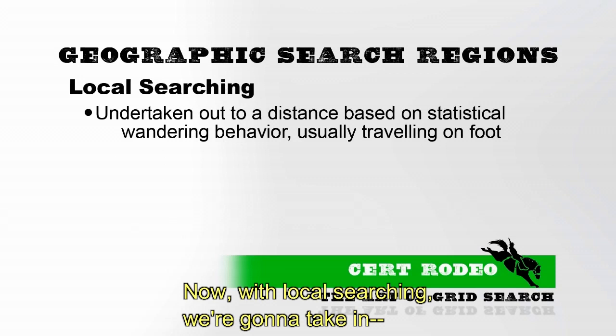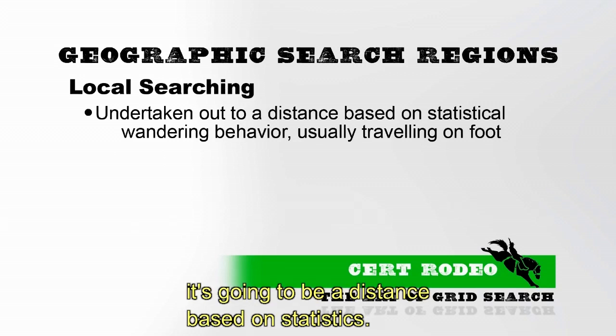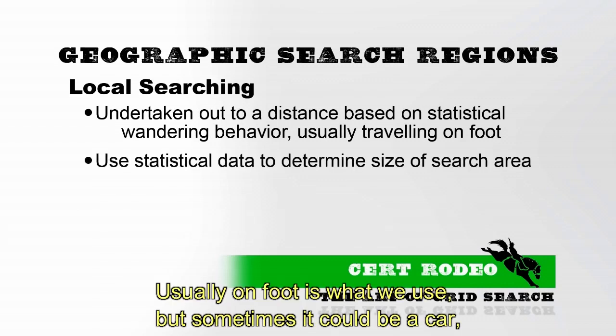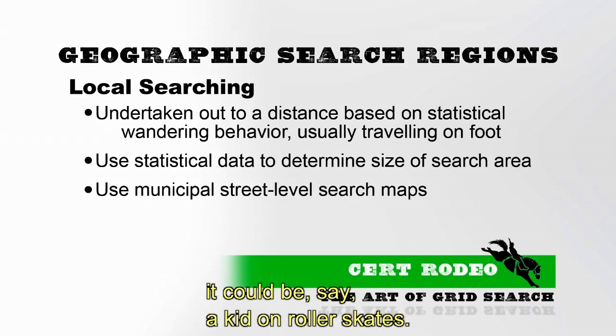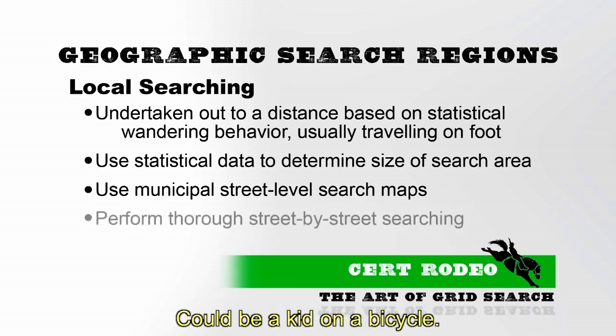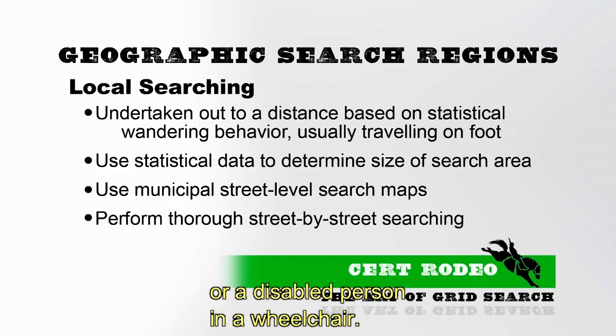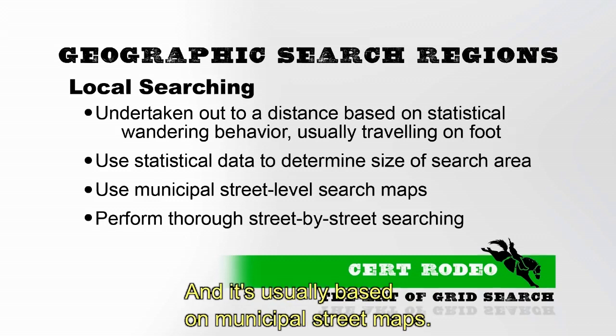Now with local searching, it's going to be a distance based on statistics. Wandering behavior, how are they traveling? Usually on foot is what we use, but sometimes it could be a car. It could be, say, a kid on roller skates, a kid on a bicycle, an elderly person in a wheelchair, or a disabled person in a wheelchair. And it's usually based on municipal street maps.